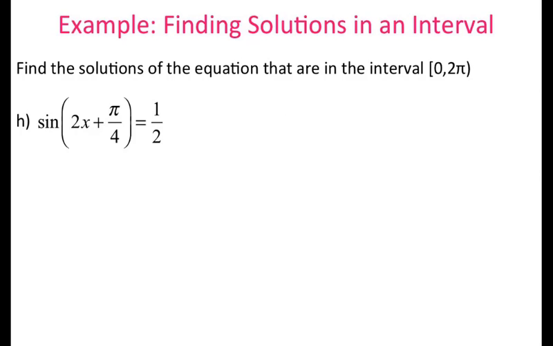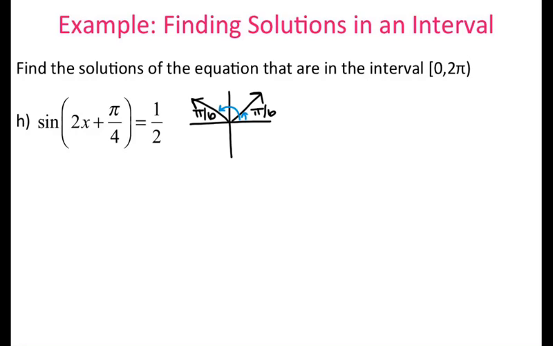Alright, so now instead of finding all solutions, we're only going to find the solutions that are in a particular interval. So I'm going to go ahead and start by figuring out when my sine is 1/2. Sine is 1/2 in my first and third quadrant. Sine is your y-coordinate. Your y-coordinate is 1/2 at pi over 6. So that makes this pi over 6, makes this pi over 6. So your two angle measurements are pi over 6 and 5 pi over 6.